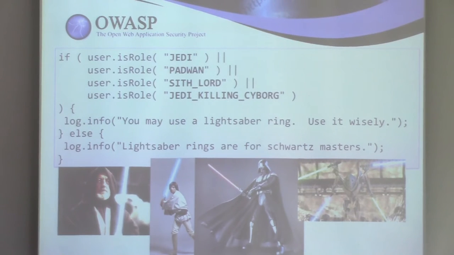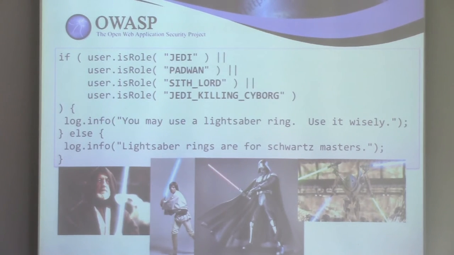Boom! So if the user's a Jedi-killing cyborg, I have to put this in code, maybe in 5,000 locations. Every time, oh no, now Han Solo can wield a lightsaber and open up something, a new role, and it never ends. Every time the application changes, I have to go and change this in code because I've hard-coded my policy right in the page.